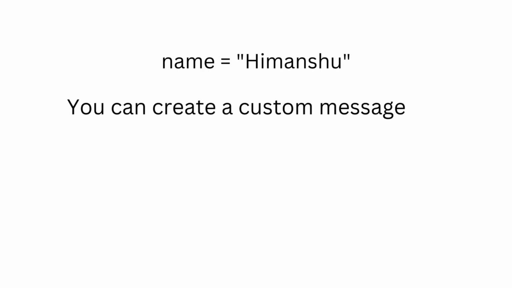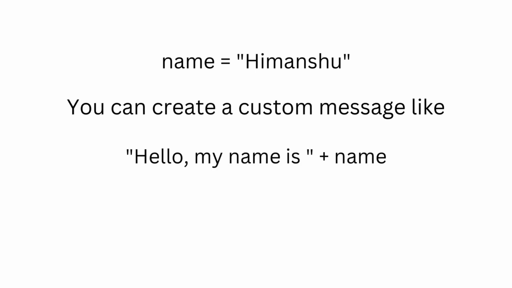Using variables and strings. Variables are super handy when it comes to making sentences. Let's say you have a variable name with your name in it. You can create a custom message like, "hello, my name is" plus name. Python combines the text and the value of name to make a complete sentence.